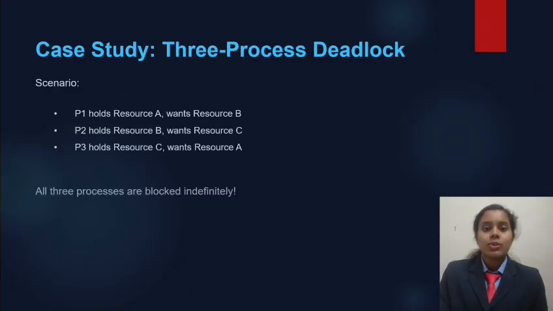Now let us go to a case study of a three process deadlock. Coming to the scenario, there are three processes, that is process P1, P2 and P3. P1 holds resource A and wants resource B, and P2 holds resource B and also needs resource C. P3 holds resource C and wants resource A. Here all these processes are blocked indefinitely.